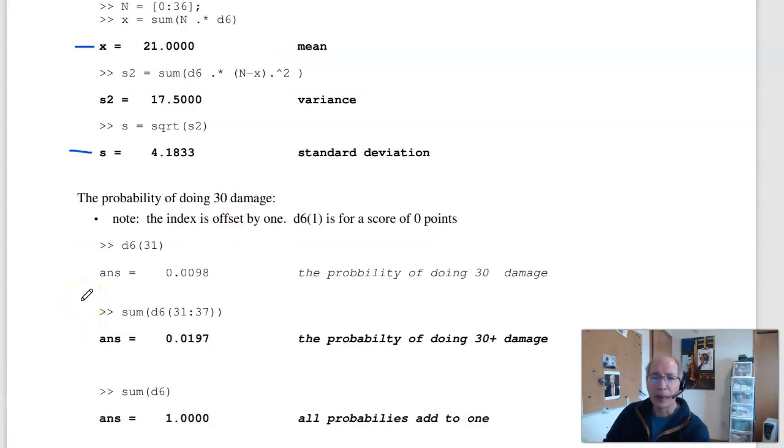The probability of doing 30 damage is just what is at index 31. The reason for 31 is MATLAB offsets everything by 1. So index 1 means k equals 0, index 2 means 1, 31 means 30. So the probability of doing 30 damage is 0.0098.